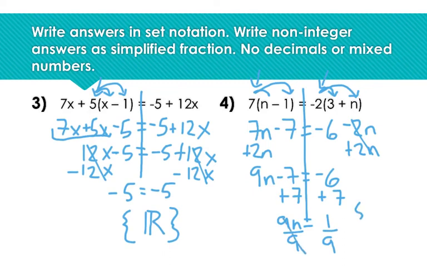So in set notation, we have the set such that n is equal to 1/9. And you're going to see this crazy brace trying to fit in there. So equal to 1/9. And there's some scribbles. Okay.